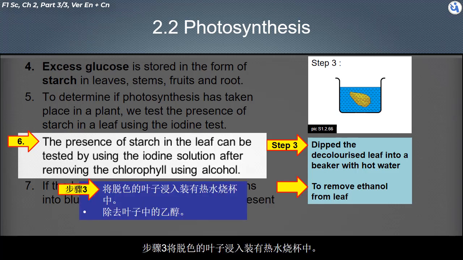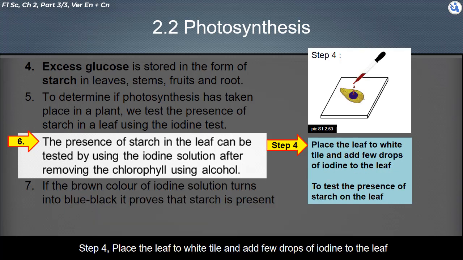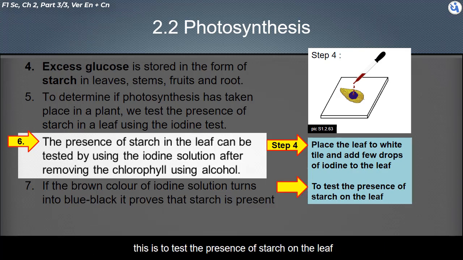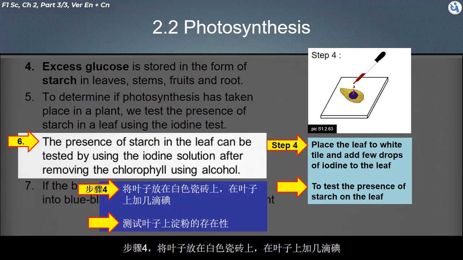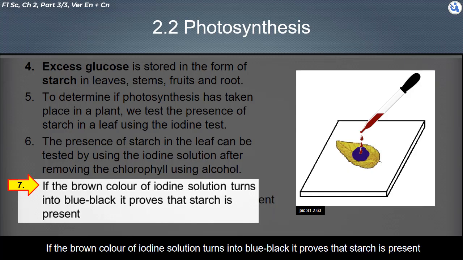Step 4. Place the leaf on a white tile and add a few drops of iodine to the leaf. This is to test the presence of starch on the leaf. If the brown color of the iodine solution turns into blue-black, it proves that starch is present.